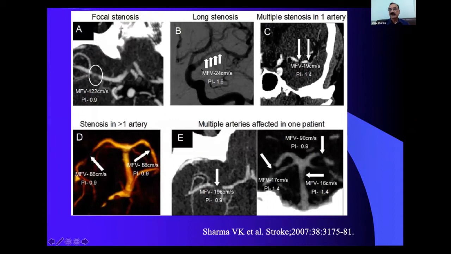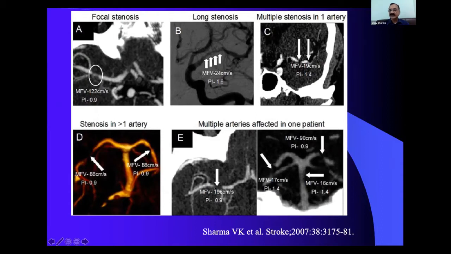But what happens when you have a stenosis, which is a long segment stenosis? The definition of long segment is more than 1 centimeter in length. Or you have a patient with multifocal stenosis, or you have somebody who is having multiple stenoses in one single artery, or more than one artery.